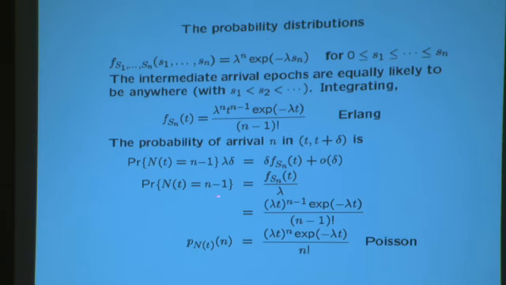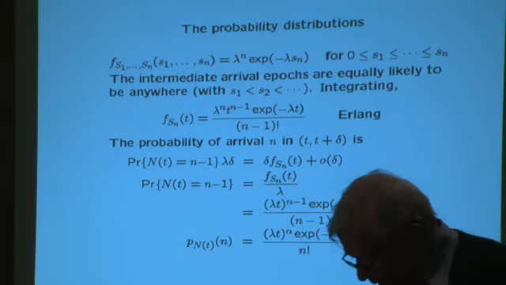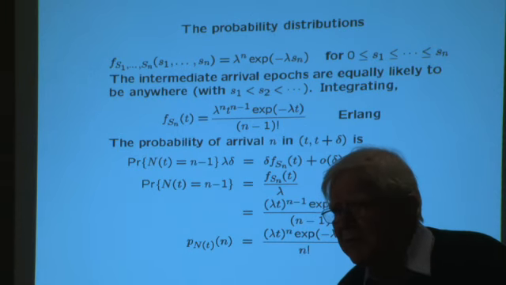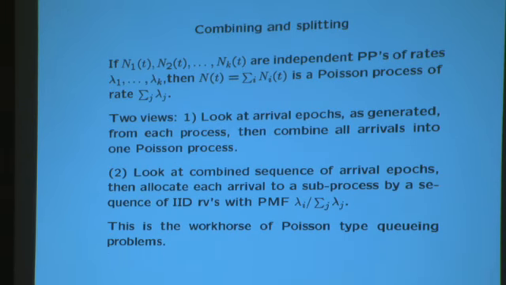And the probability that N of t is equal to n minus 1, from this formula here, is going to be the density of when S sub n appears divided by lambda. That's exactly what this formula here says. So that's just the Poisson distribution. We've been through that derivation. It's almost a derivation worth remembering because it just appears so often.